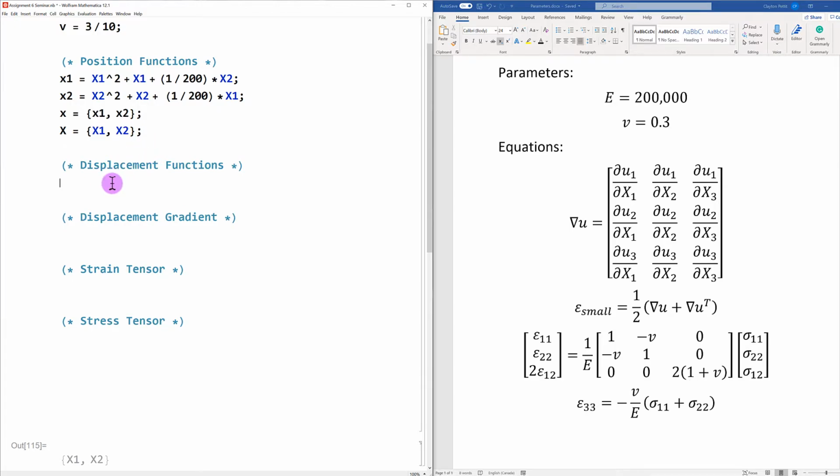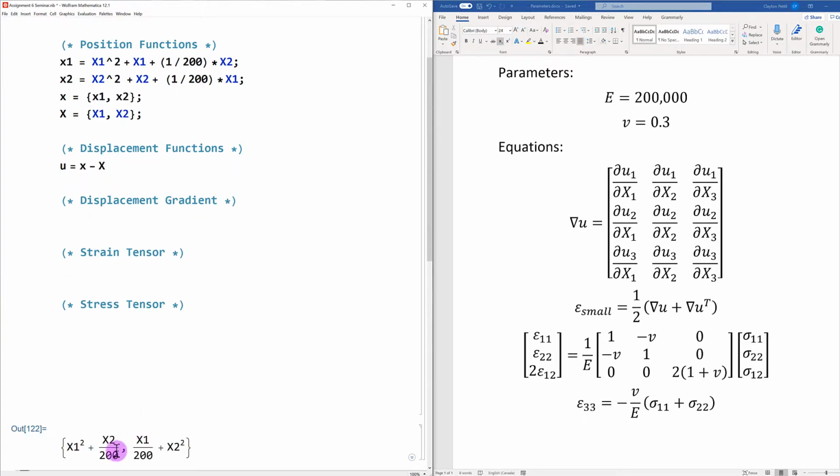Therefore, I can find the displacement function u also as a vector. And we knew from our slides that u is going to be simply x minus big X. So what I do here, if I were to run this, I see that I have two components. So this right here, this would be my u1, and then my second component right here, this would be my u2. So now I have my two displacement functions calculated very simply.